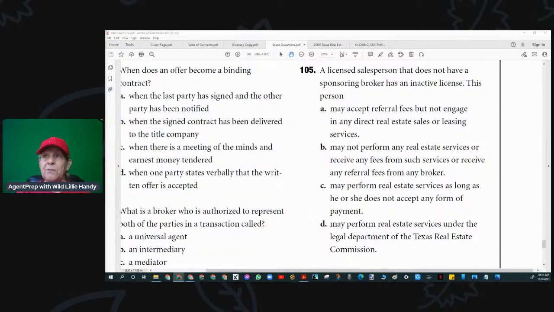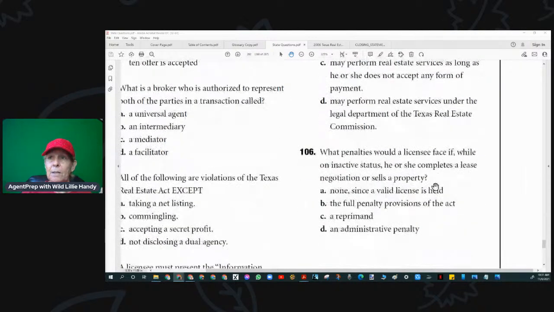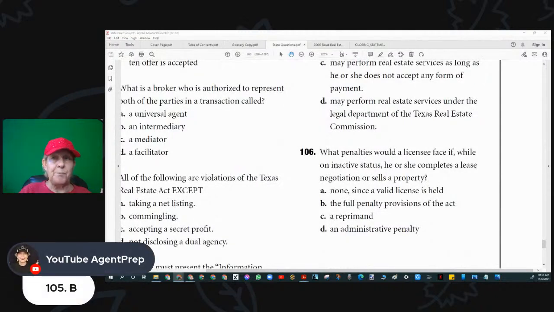So the answer is B, may not perform any real estate services or receive any fees from such services or receive any referral fees from any broker. Why? I'm inactive. So 105 is B. That was good that you changed your answer, Deborah.